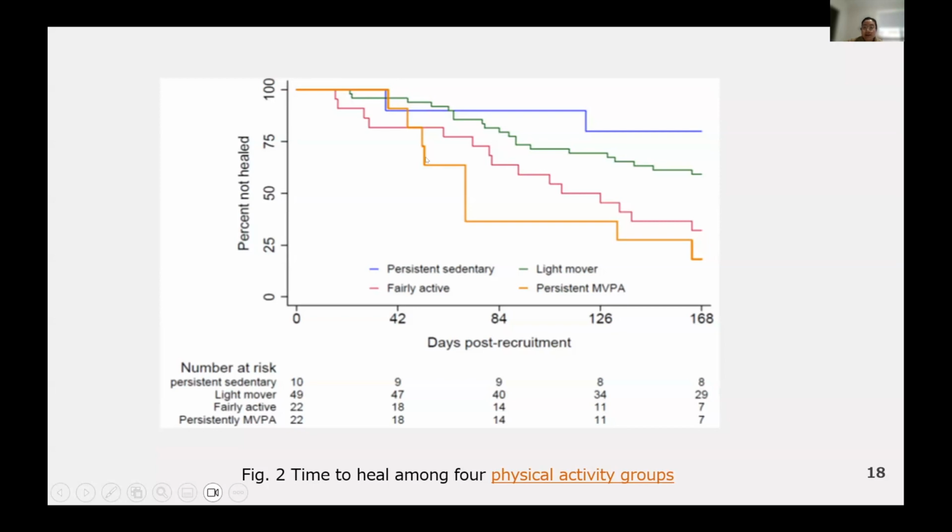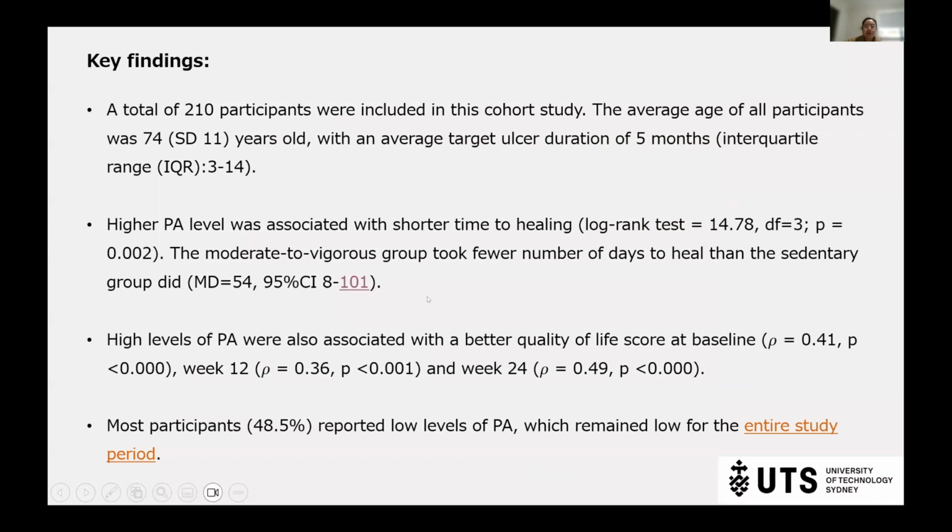For the people in the persistent moderate to vigorous physical activity group, as you can see, the percentage not healed decreased dramatically at around day 45, which is right here. However, for people in the persistent sedentary group, as you can tell, the percentage not healed remained quite high throughout the study period. We also found that a high level of physical activity was associated with a better quality of life score at baseline, week 12, and week 24.